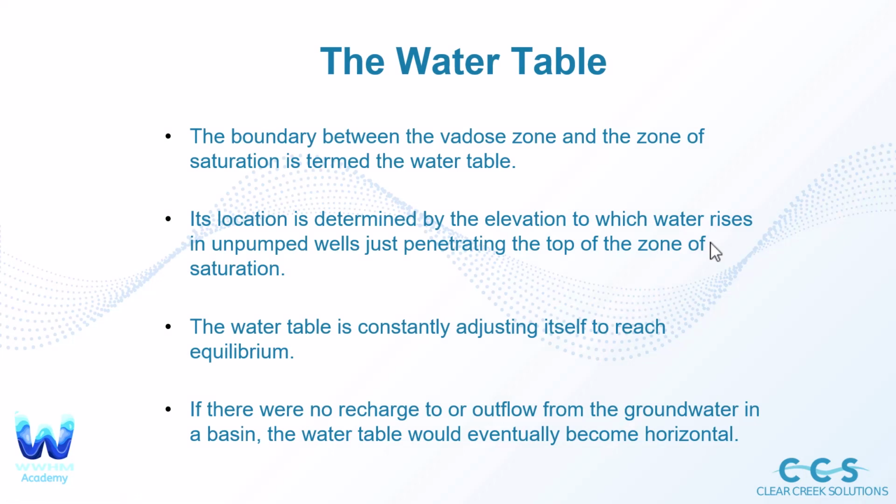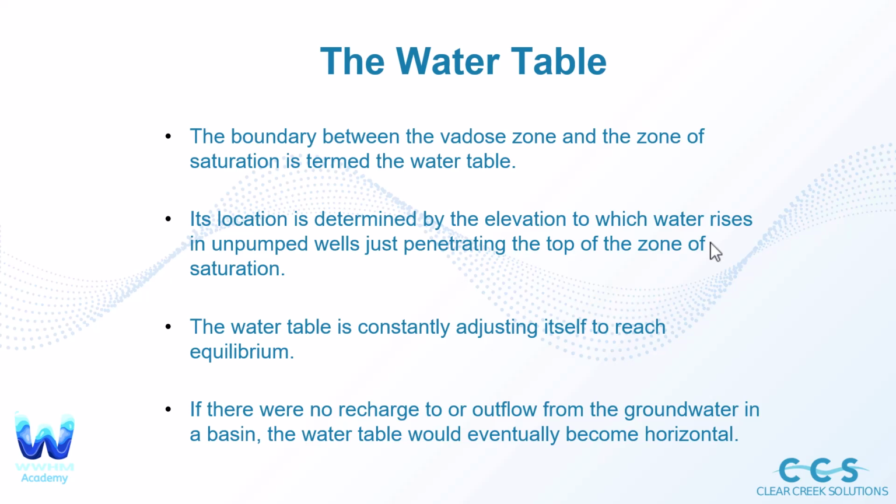And so what is the water table? The water table is the boundary between the vadose zone and the zone of saturation, and that's termed the water table. Its location is determined by the elevation to which water rises in unpumped wells just penetrating the top of the zone of saturation. The water table is constantly adjusting itself to reach equilibrium. So depending on how much water is being withdrawn or added to the system, that equilibrium is going to continue to change. So it's not really a static position per se.